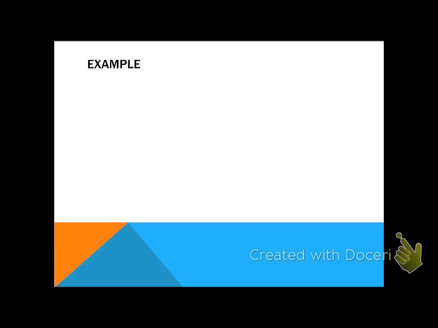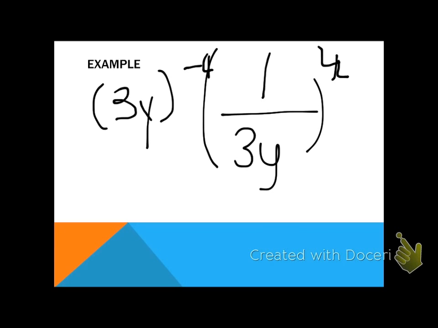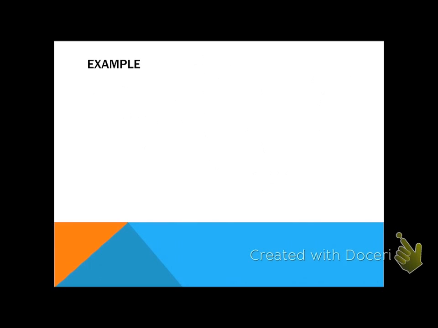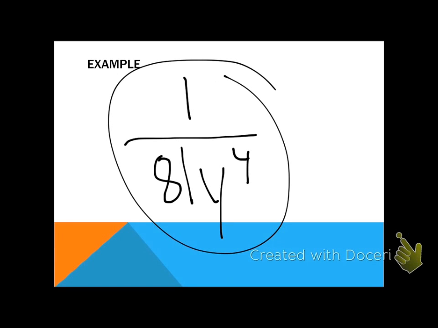Let's try another example of that. (3y)^-4. That would turn into 1 over (3y)^4. Whoop. That distributes into 1 over 81y^4. That is your final answer.